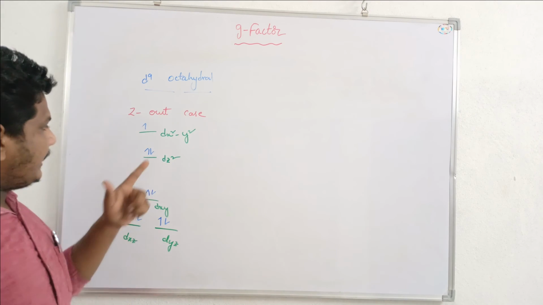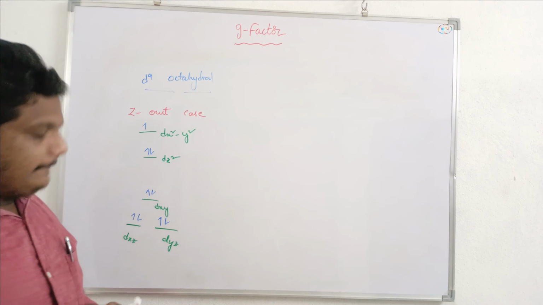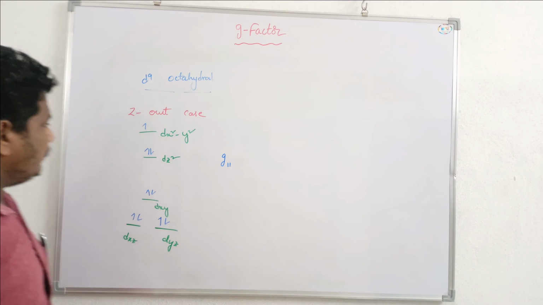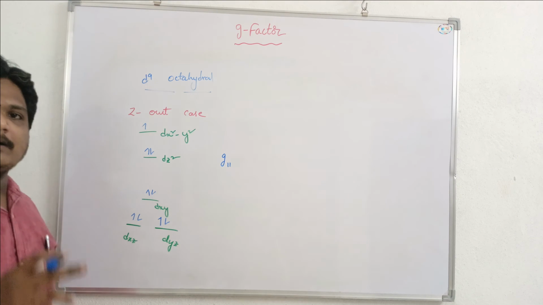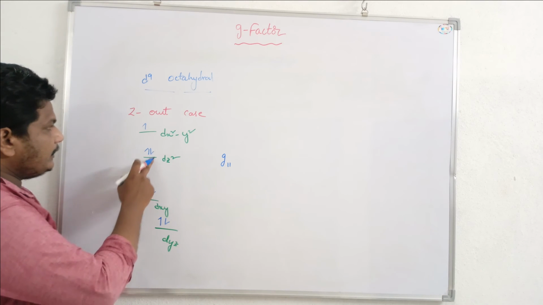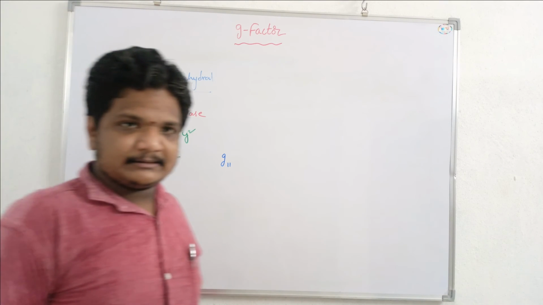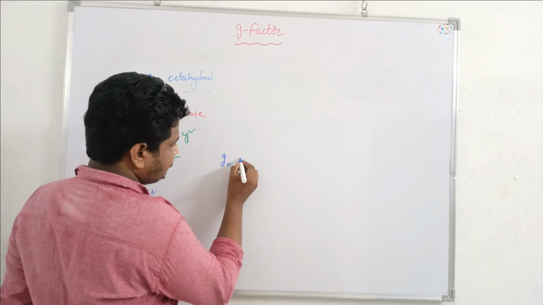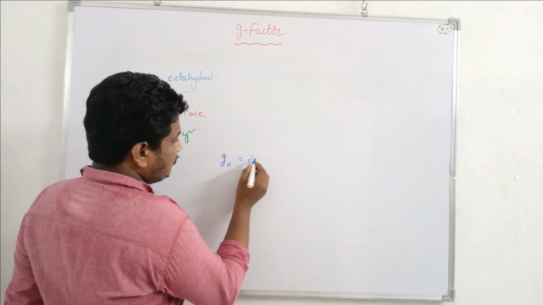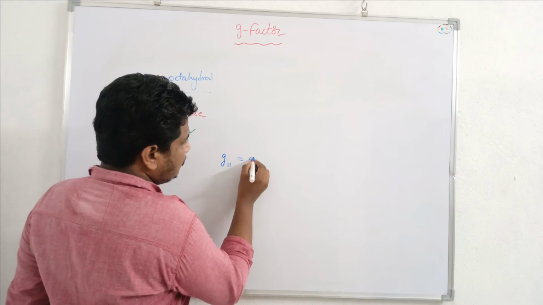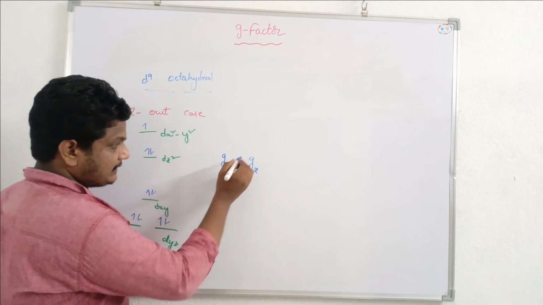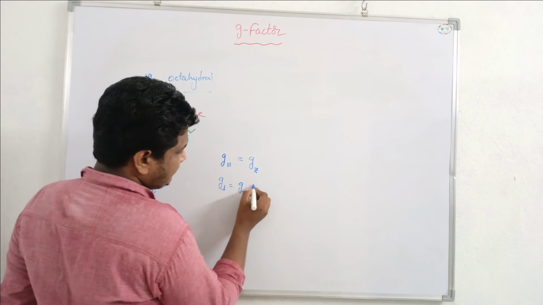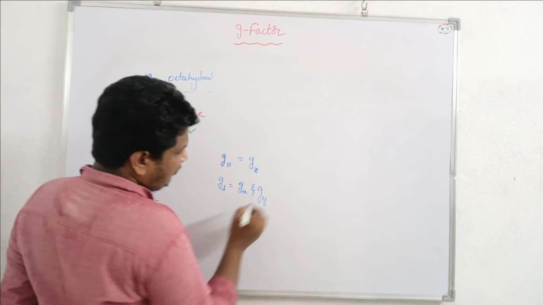So along the Z axis we have g parallel. Along the Z axis we have more electron density. That means along the x and y axis, that is g perpendicular. So we know that g parallel is equal to the electron density along the Z axis, and g perpendicular is equal to the electron density along the x axis and the electron density along the y axis.